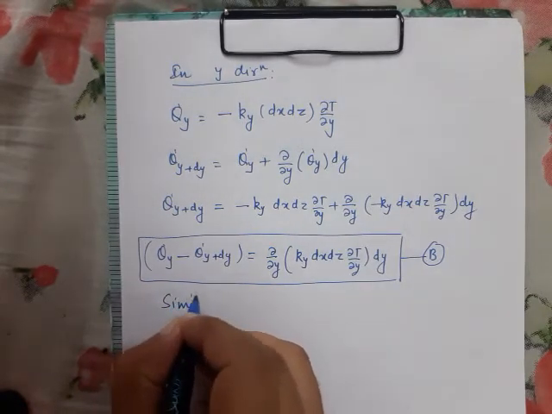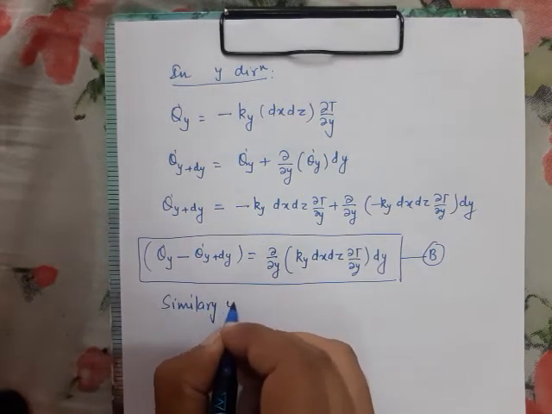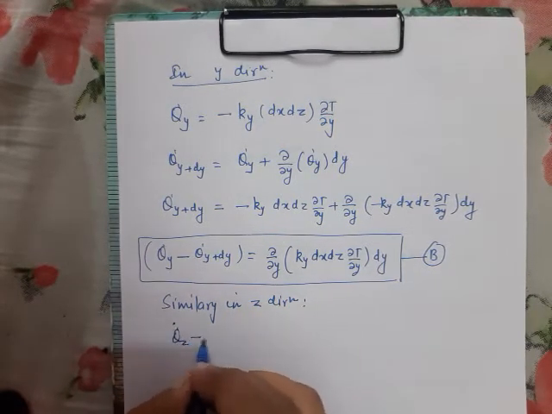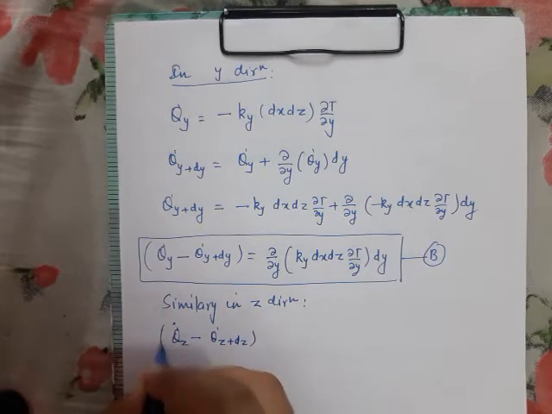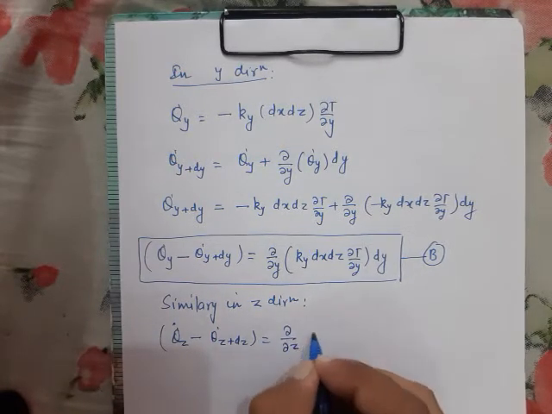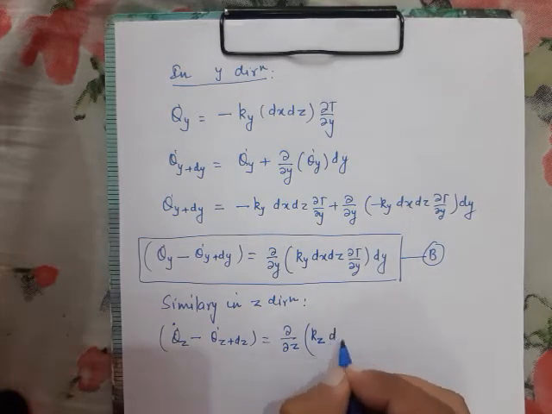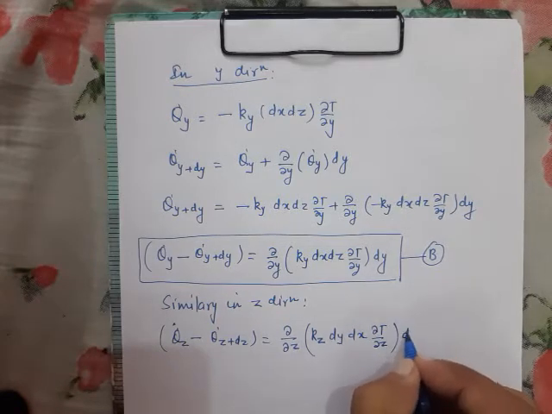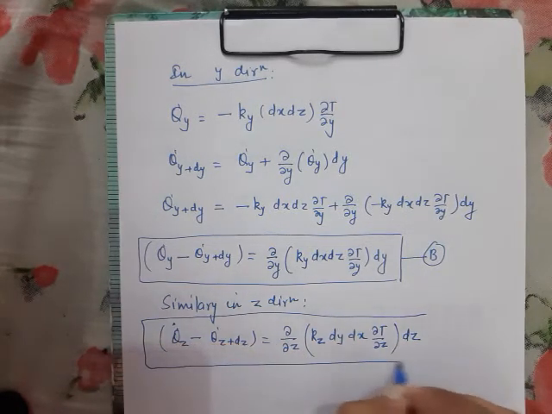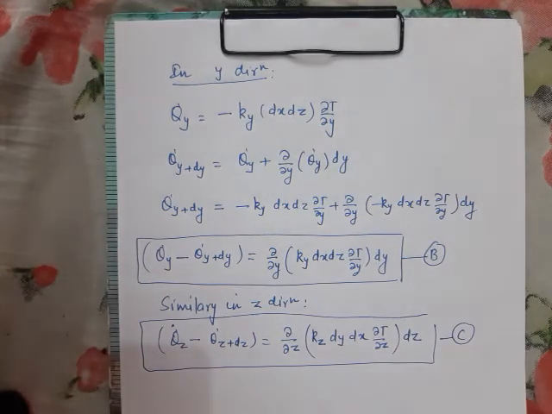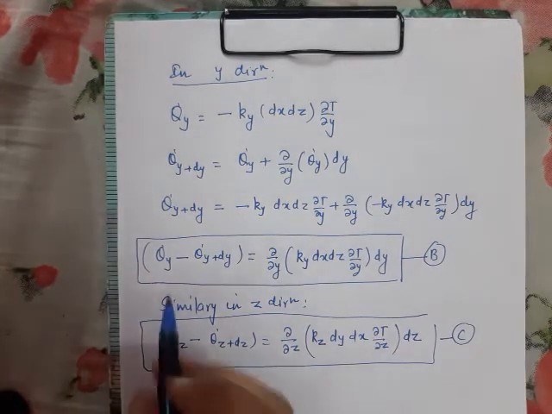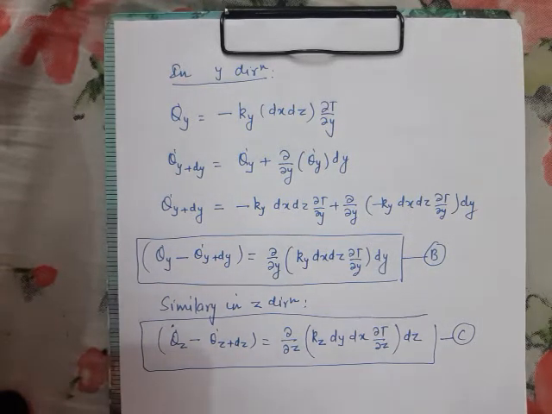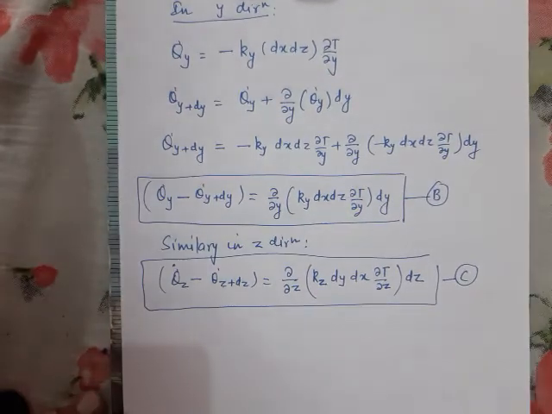Similarly now, z direction you need to do yourself. Similarly in z direction I can write, q dot z minus qz plus dz is equal to del upon del z of kz dy dx del T upon del z dz. This is my equation C. Okay, so I have derived the values of qx minus qx plus dx, qy minus qy plus dy, and qz minus qz plus dz. Now one more term is there in the equation.